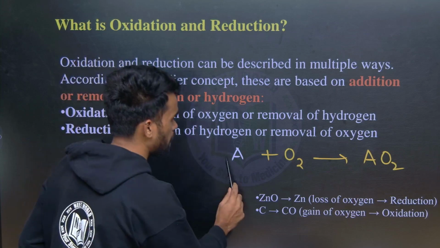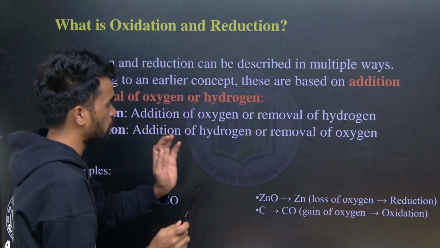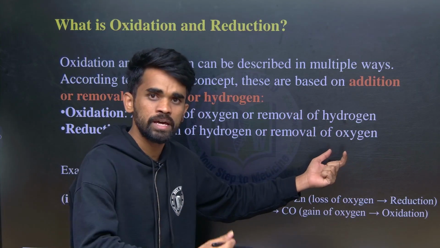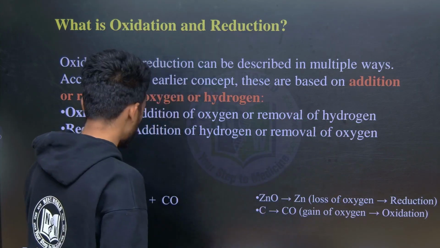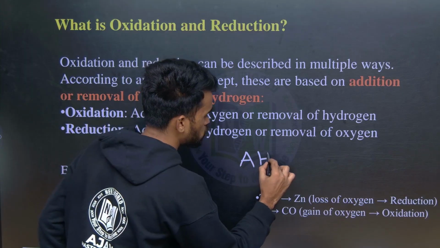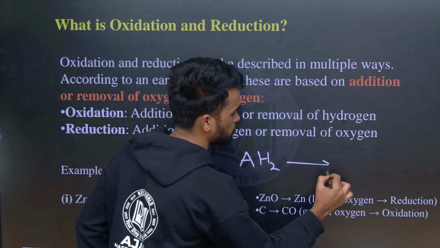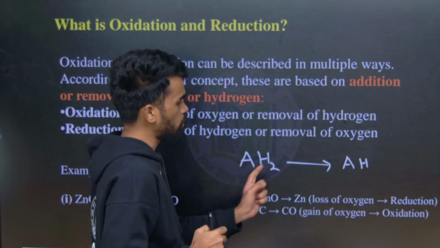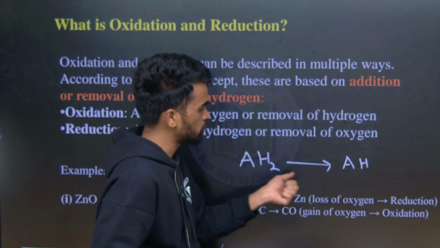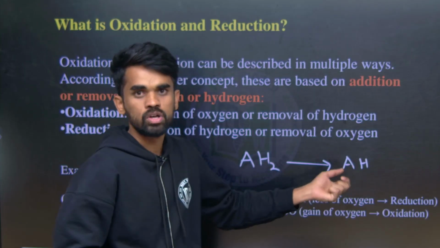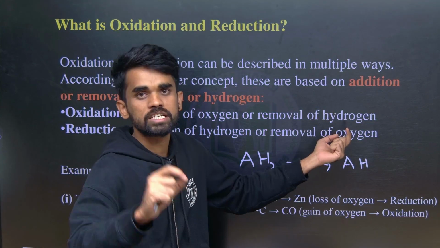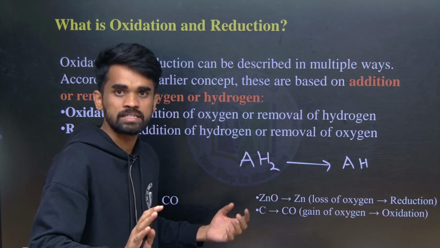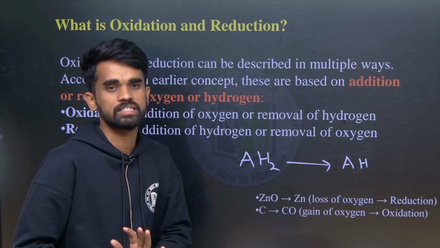Now one more way of expressing the same definition: removal of hydrogen is also oxidation. For example, I have AH2. From these two hydrogens, I remove at least one hydrogen, so it becomes AH. During this process one hydrogen atom is removed, so this is also considered an oxidation process. These are just simple examples; we will discuss clear-cut examples shortly.